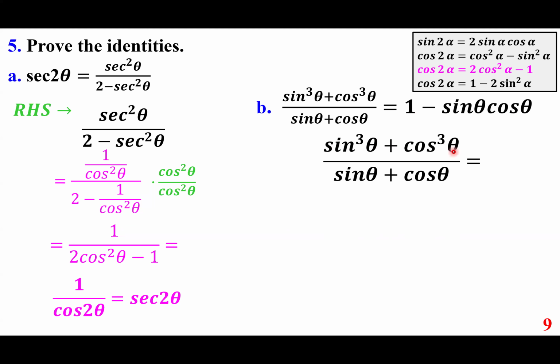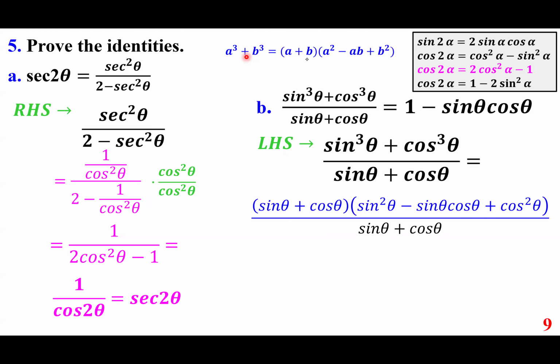This follows a cubed plus b cubed. So we start with the left-hand side. So a cubed plus b cubed is a plus b times a squared minus ab plus b squared. So this one is sine theta plus cosine theta times sine squared minus sine theta cosine theta plus cosine squared. And the bottom doesn't change. So I hope you see that we are using the identity a cubed plus b cubed. In other words, we factor it.